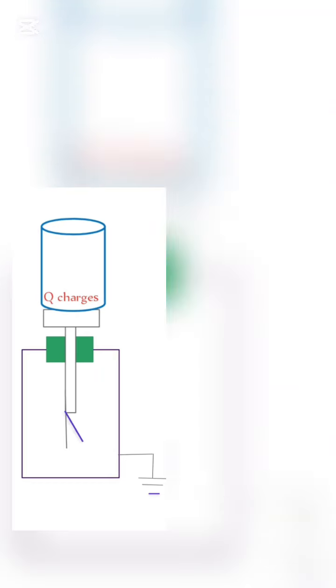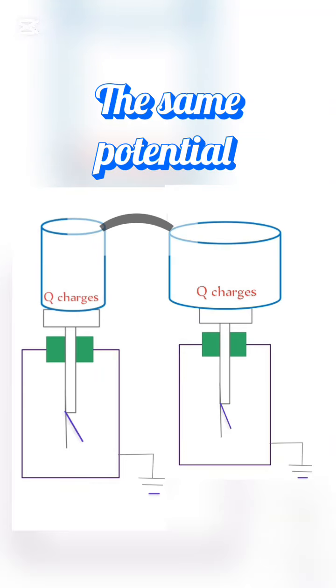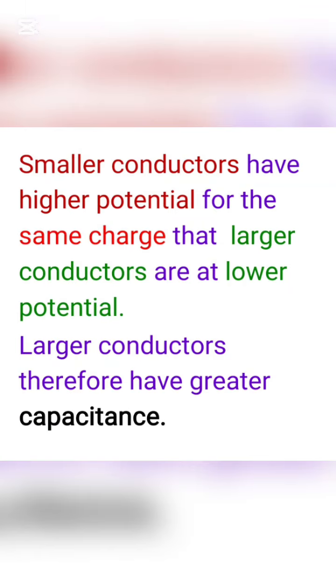If the two cans are then connected by a wire, electricity flows from the smaller one, higher potential, to the larger can, lower potential, until their potentials become equal. We can now conclude that smaller conductors have higher potential for the same charge. Larger conductors can hold more charge at a lower potential. They therefore have greater capacitance.